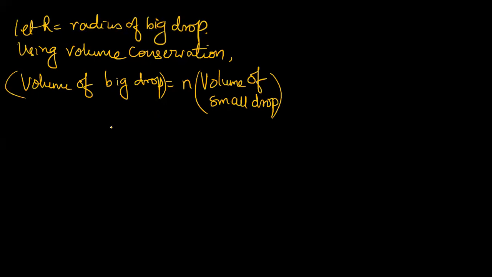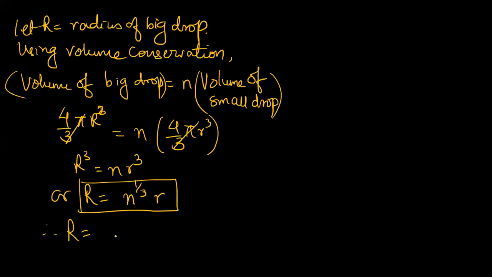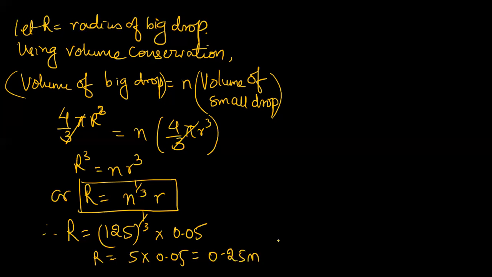Now this is a sphere. For a sphere, the volume is 4 by 3 pi r cube. I will write capital R for the big drop on the LHS, equal to n times 4 by 3 pi small r cube for the small drop. 4 by 3 pi cancels. R cube equals n into r cube, or taking cube root, capital R equals n raised to 1 by 3 into small r. So capital R is 125 raised to 1 by 3 into small r. Small r was given as 0.05. So 125 raised to 1 by 3 is 5, into 0.05, that will be 0.25 meters.